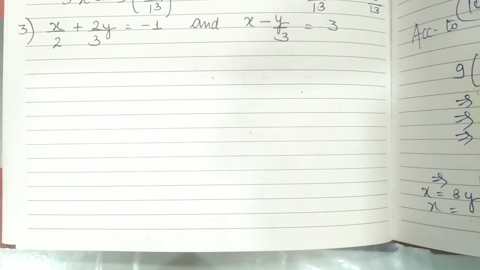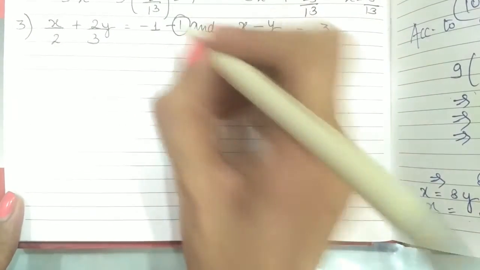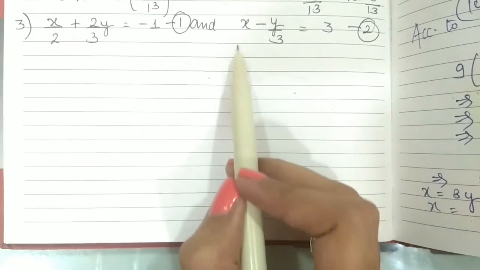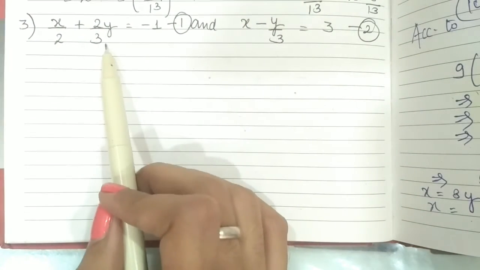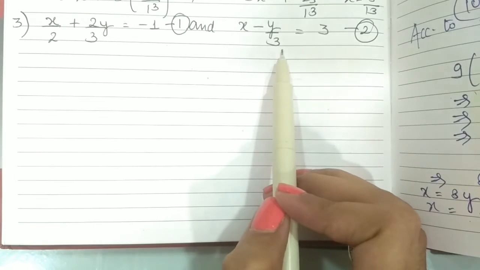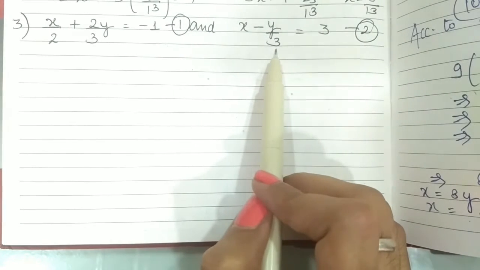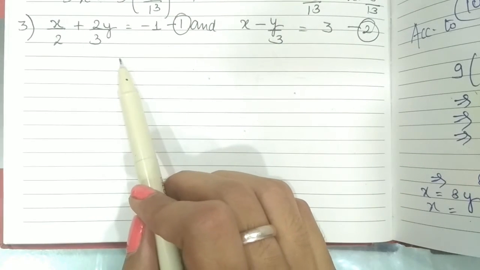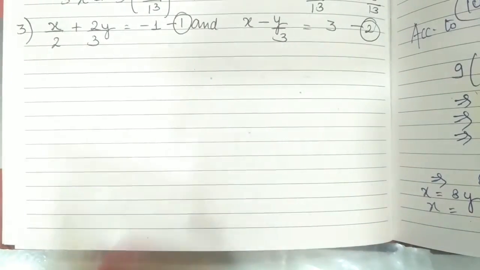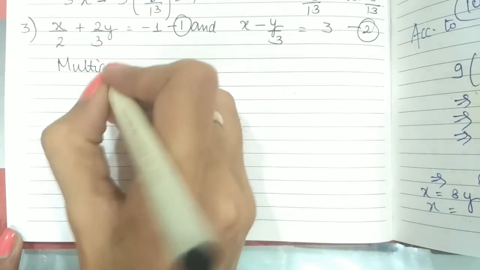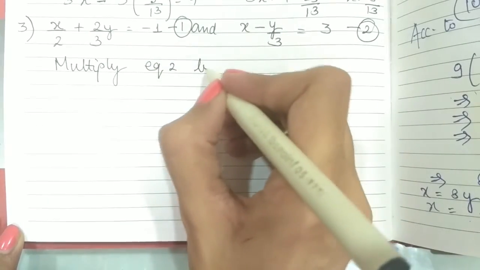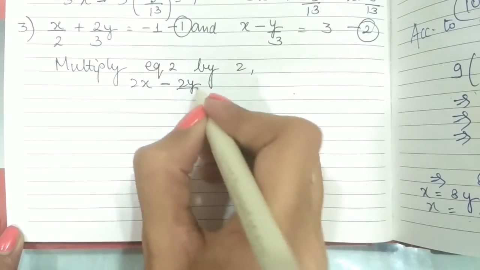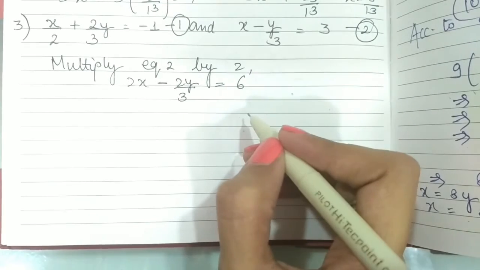Next equation is x upon 2 plus 2y upon 3 equals minus 1, and x minus y upon 3 equals 3. Let's say this is my equation 1 and this is my equation 2. The coefficient of x is 1 by 2, the coefficient of x is 1. The coefficient of y is 2 by 3, the coefficient of y is minus 1 by 3. So if I multiply equation 2 by 2, here the coefficient will become 2y by 3, and here also it is 2y by 3. So multiply equation 2 by 2. It will become 2x minus 2y by 3 equals 6.